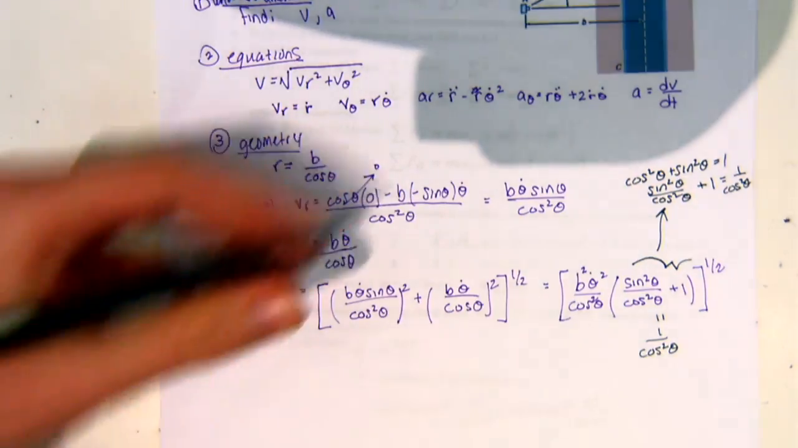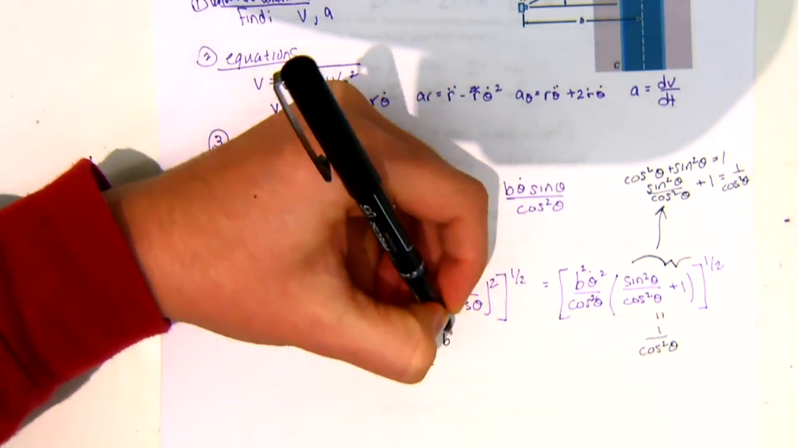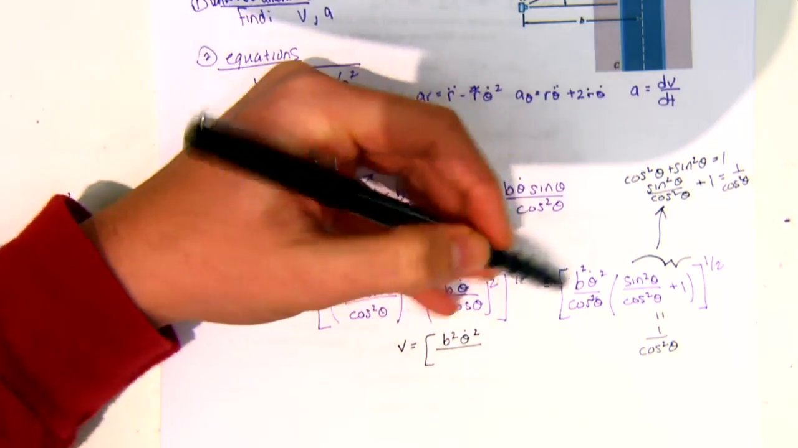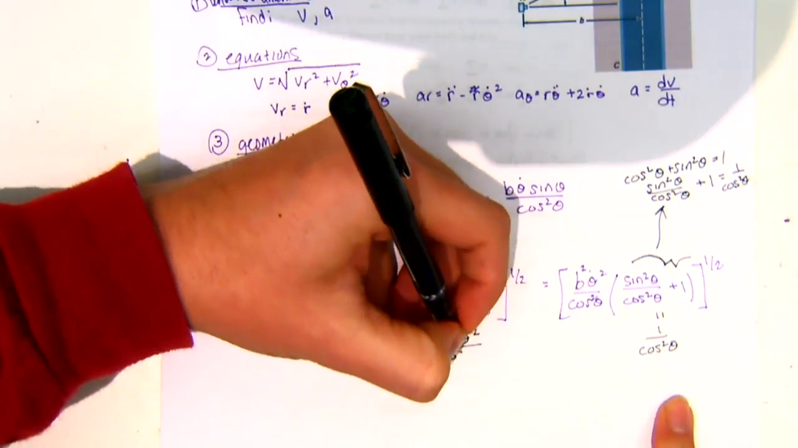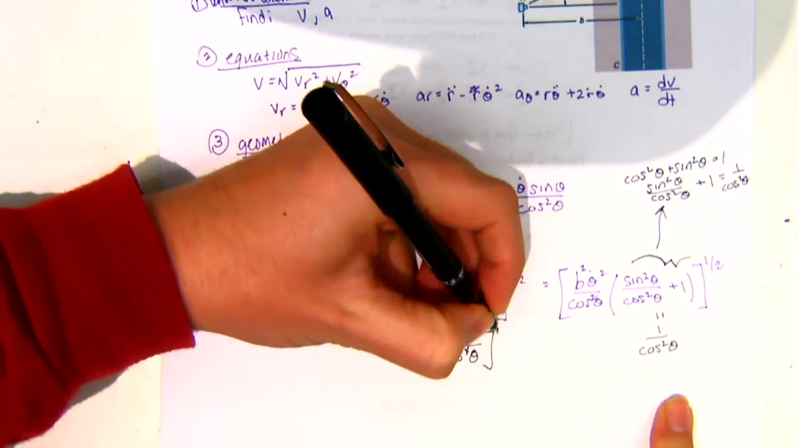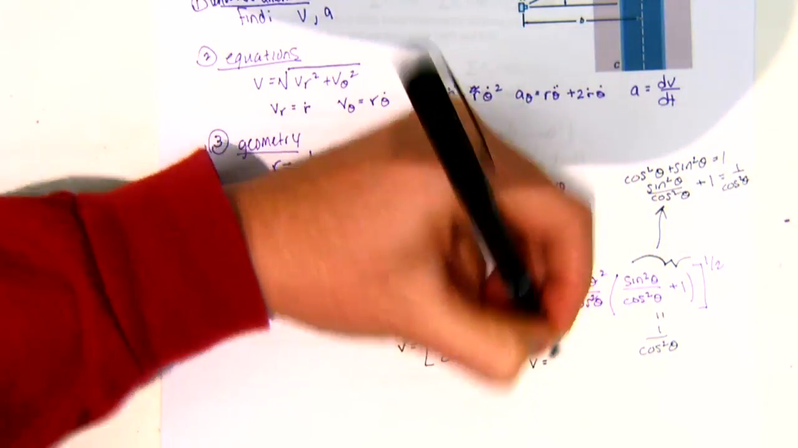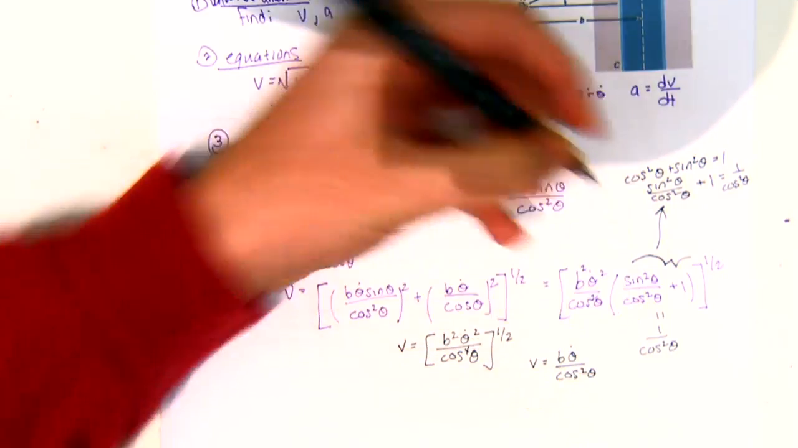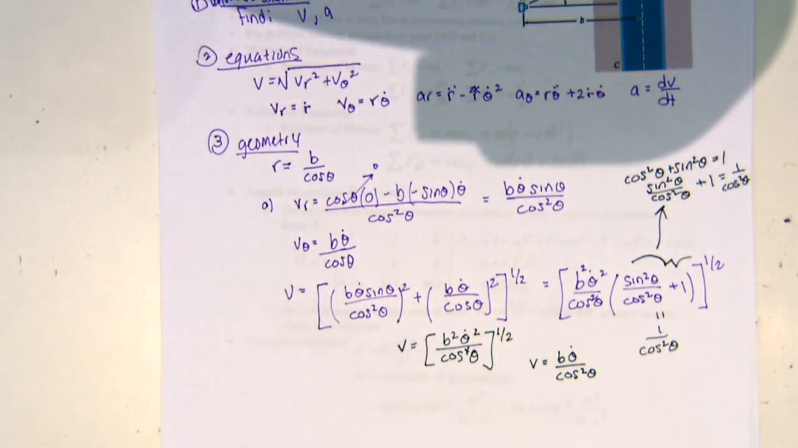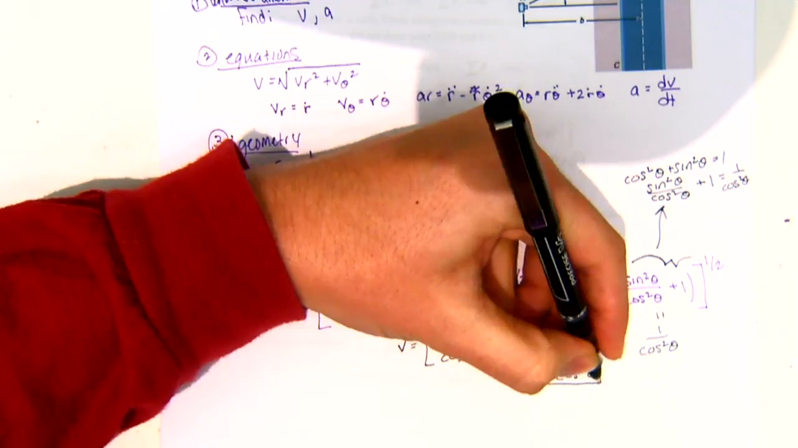So what this leaves me with is v is equal to b squared theta dot squared over cosine squared theta times cosine squared theta, right? So I have cosine to the 4th of theta, and all that's to the 1/2. If I take the square root, you end up getting v is equal to b times theta dot over cosine squared theta. But if I'm assuming that up is the positive direction, what should the sign of this be? Negative. So this is negative b theta dot over cosine squared theta.